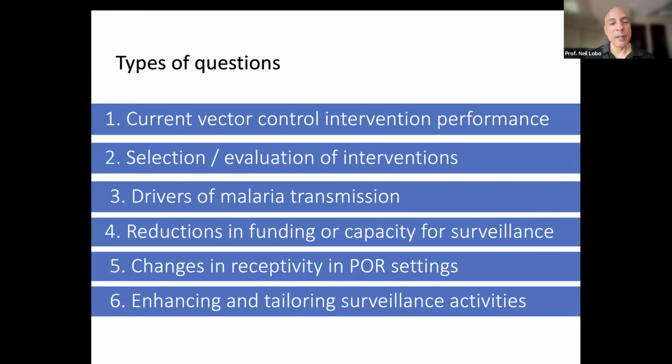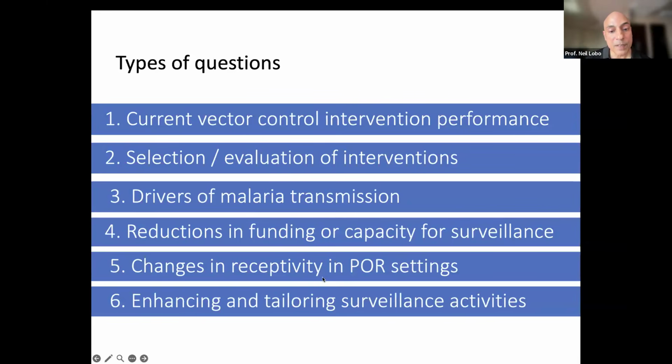Thank you. So we can actually understand question type 1 is current vector control intervention performance. How do we evaluate the current strategy or what's being implemented? The second one is the selection of interventions. The third one is understanding drivers of malaria transmission. The fourth one is what happens if there's a reduction in funding, reduction in capacity, as has happened worldwide recently. What do we do? How do we adjust our entomological surveillance? What is the most important thing to settle on?